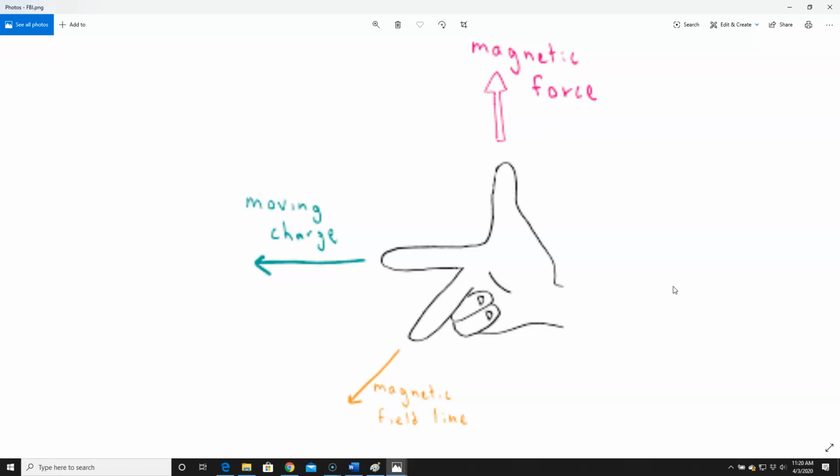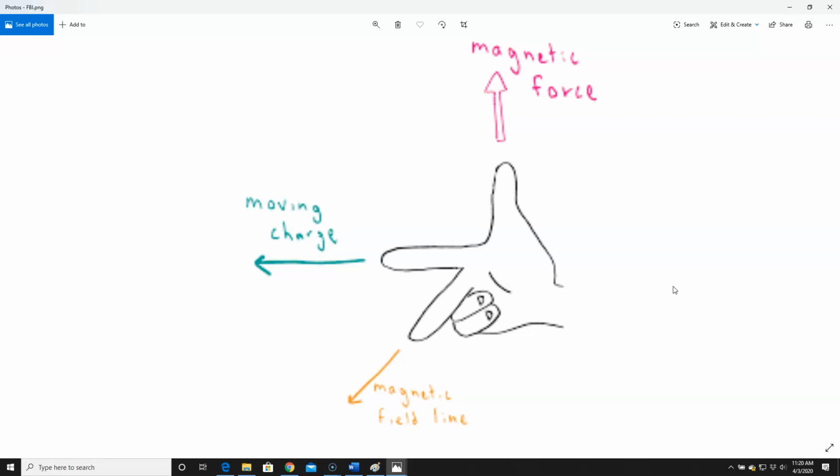Now, obviously the middle finger you can see is not tucked in. It's pointing 90 degrees away from the index finger. Your thumb represents the magnetic force. Your index finger represents the direction of the moving charge or the direction of the current. And your middle finger represents the direction of the magnetic field. So you'll be given 2 of these things, and your job will be to solve where the third one is.